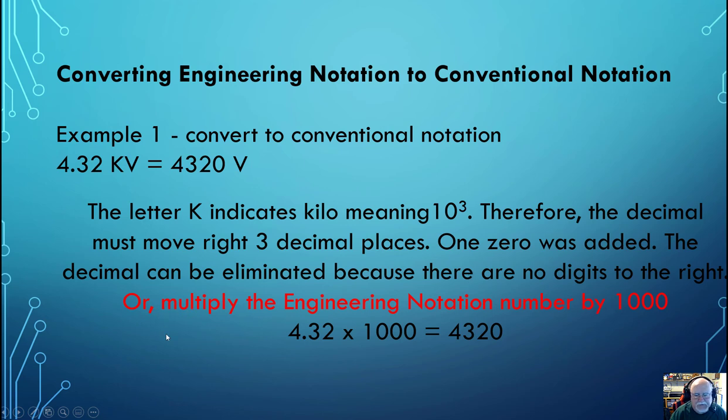Or a simpler way we can do this, if you really understand how these numbers work, you can multiply the engineering notation by 1,000. So 4.32 times 1,000 equals 4,320. And remember, kilo means 1,000.